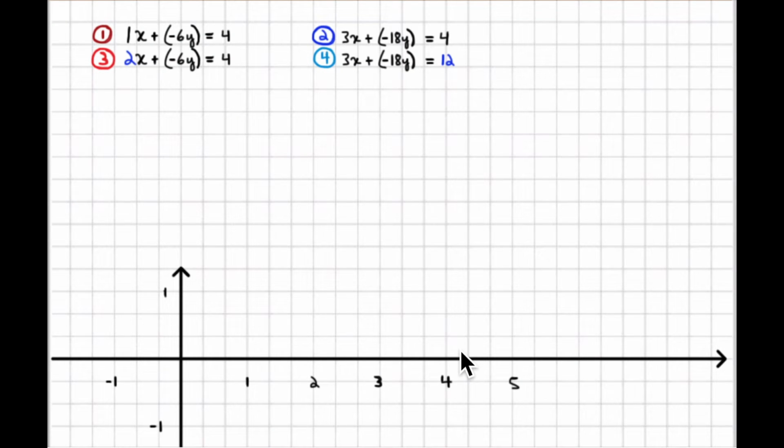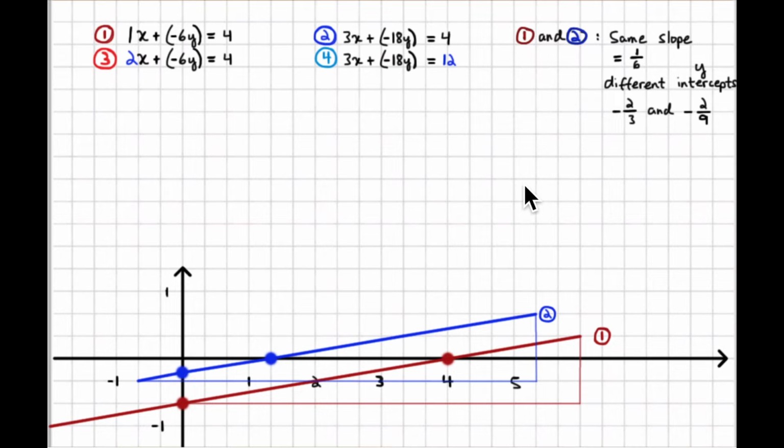So here's a graph of these two equations. Equation number 1 is right here. Equation number 2, they are parallel lines with a slope of 1/6. The graph of equation 1 has a y-intercept of negative 2/3. So these are 3 grid lines this way. That's a negative 1. So this is negative 2/3. And equation 2, this graph has a y-intercept of negative 2/9. So this is a negative 2/9 right there.